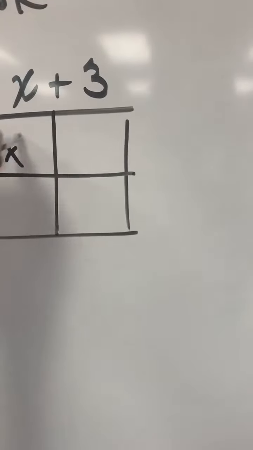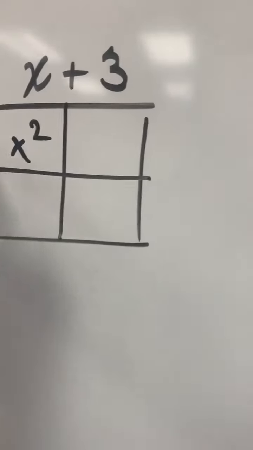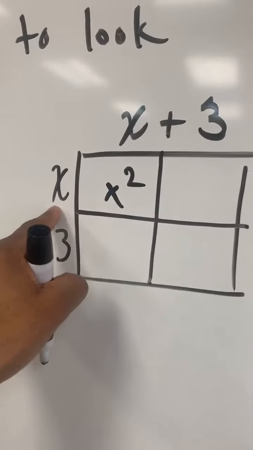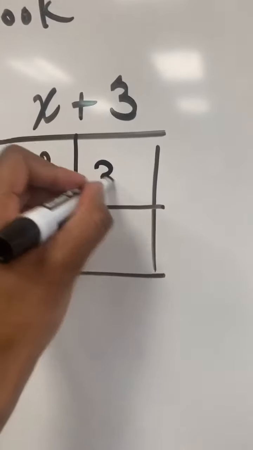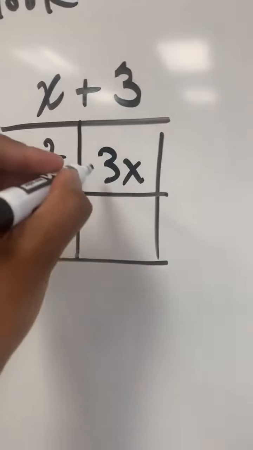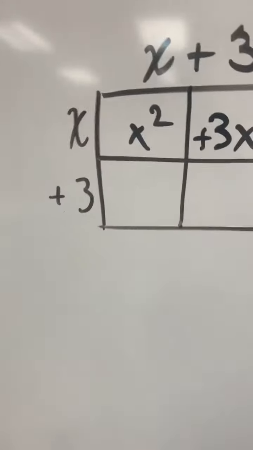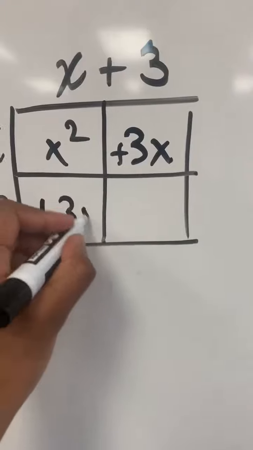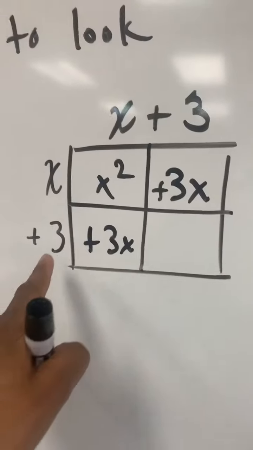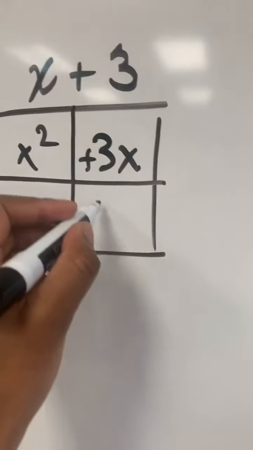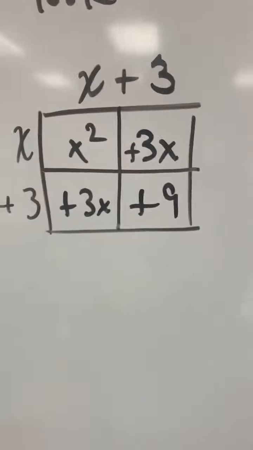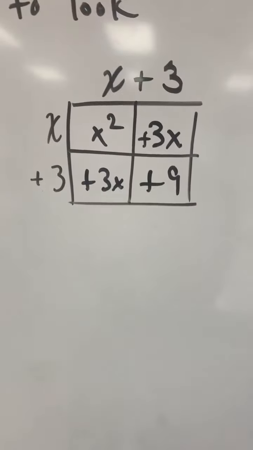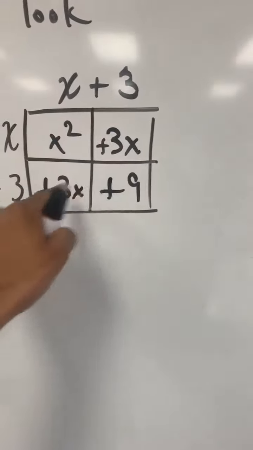X times x is x to the second power. X times 3 is 3x. And that's a positive. Then I have this 3 times that x. That's another positive 3x. And then if I do 3 times the 3, I get a positive 9. So what I did was I broke it down into smaller squares, and then I did it piece by piece.